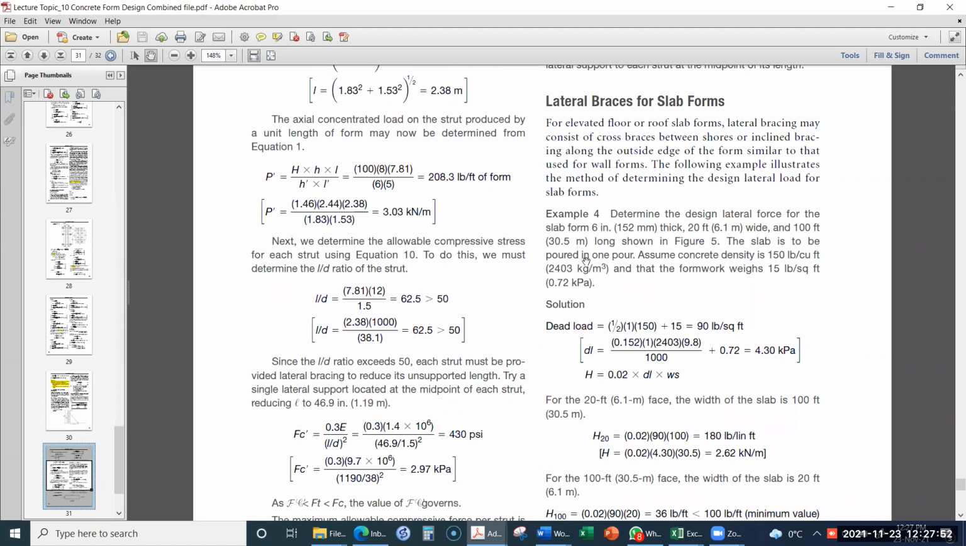Okay, so with this, example number 3 is completed. Now we can look at example number 4. Example number 4 is about the beam, lateral braces for the slab forms.